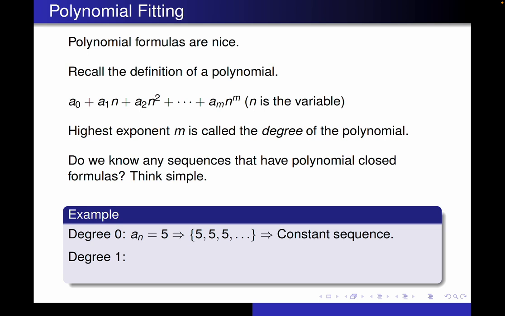If we go up to degree 1, that goes up to n to the 1, which means we might have something like 4n plus 5. That is a linear function. And if we look at some of the terms, 5, 9, 13, 17, that looks familiar itself. That is an arithmetic sequence. So we've actually seen a couple of examples of polynomial closed formulas already. Now let's see if we can extend this to different kinds of polynomials.